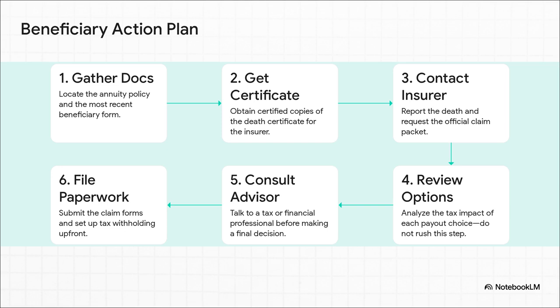Now hang on, steps 4 and 5 are, without a doubt, the most important. When you get that claim packet, do not rush. Review every single payout option and figure out the tax hit for each one. This is where you pause, take a breath, and talk to a professional, a financial advisor, a tax expert. Once you have a smart strategy, then you file the final paperwork.